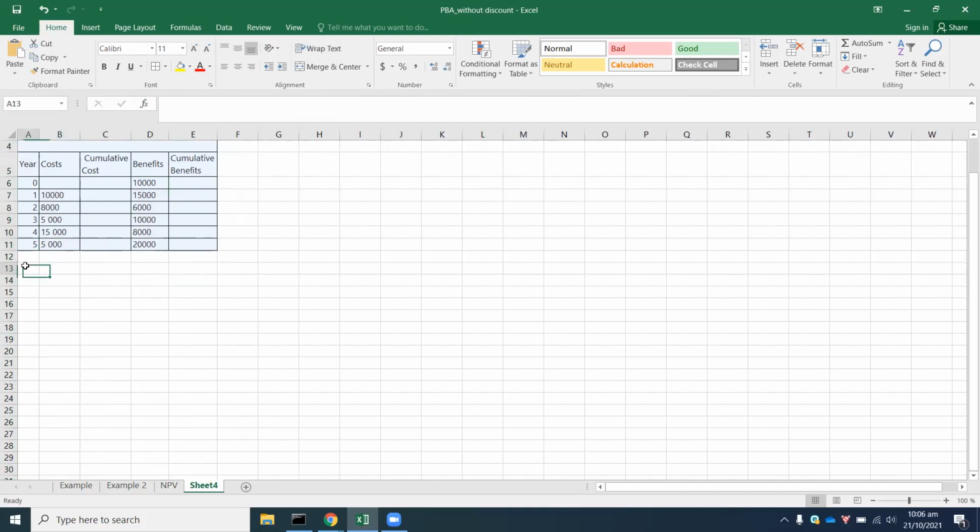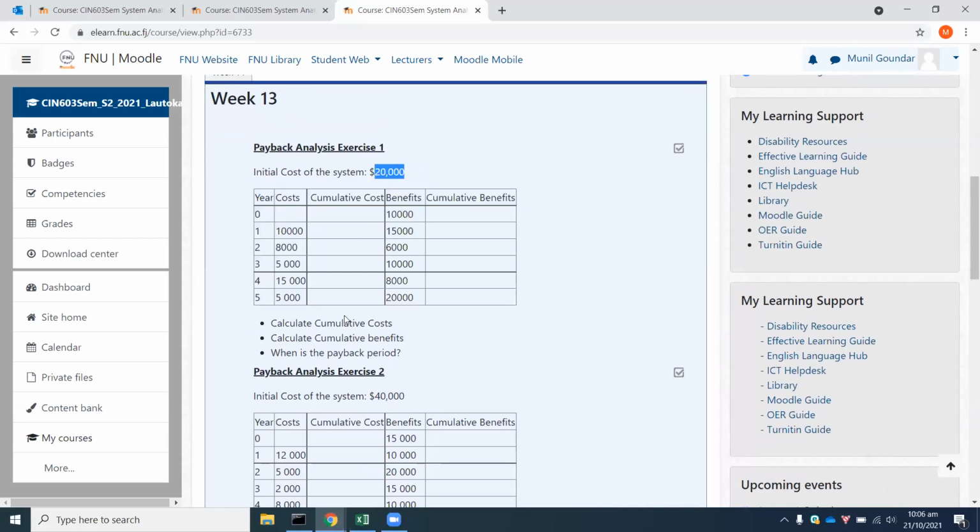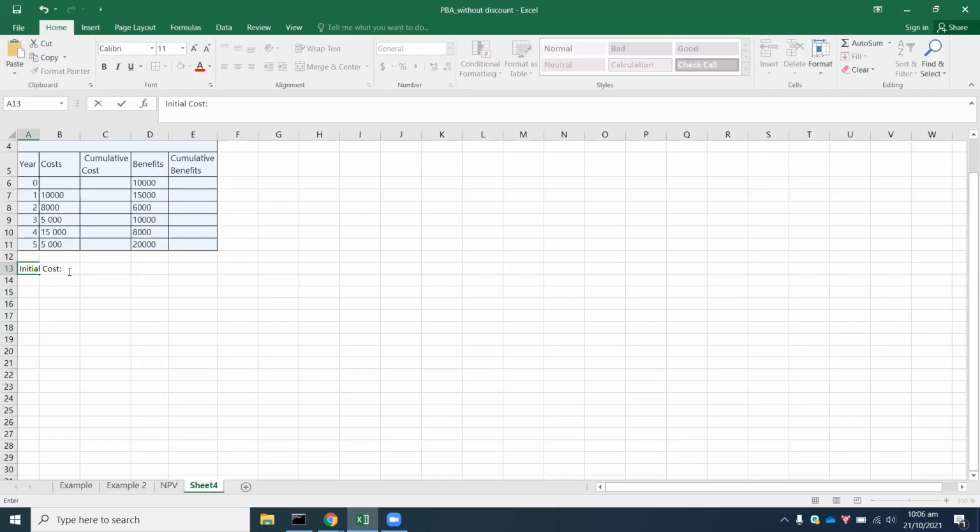Now, also, what is the initial cost of the system? I will write it down. Initial costs. The initial cost is the cost incurred to purchase the system. In this case, it is $20,000, so I will write down 20,000 here as well. Also please note your thousands: 10,000, so 10, a space and three zeros. Likewise for 8,000, 5,000, 15,000. And here as well, we'll adjust it accordingly.